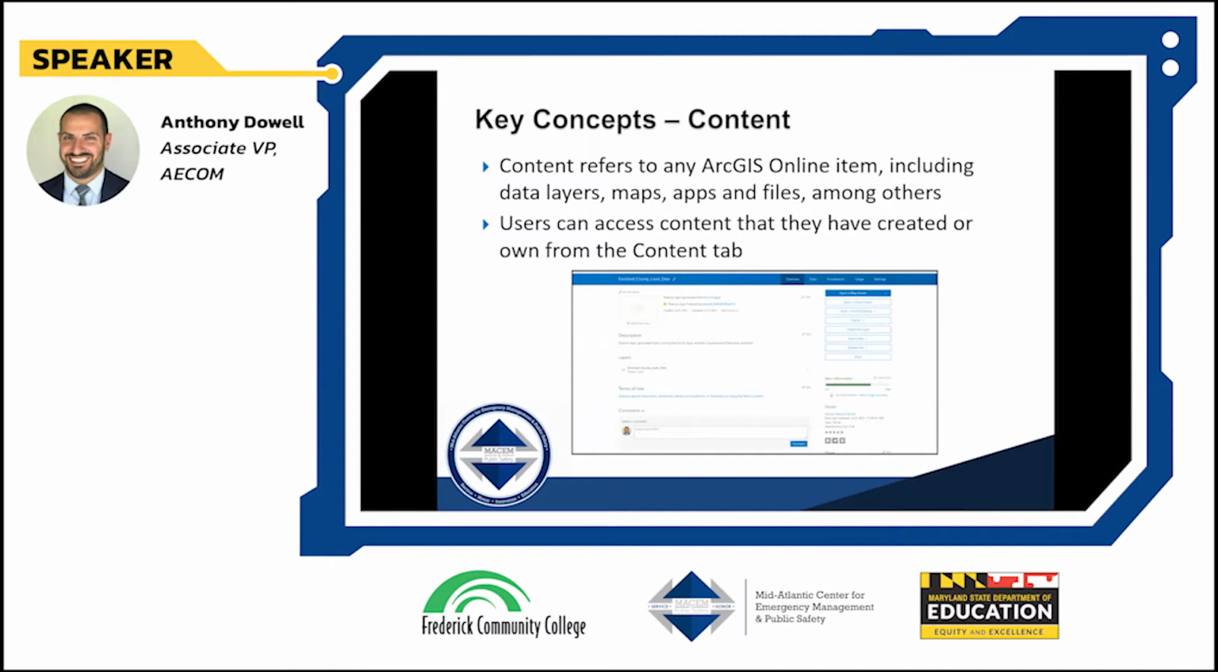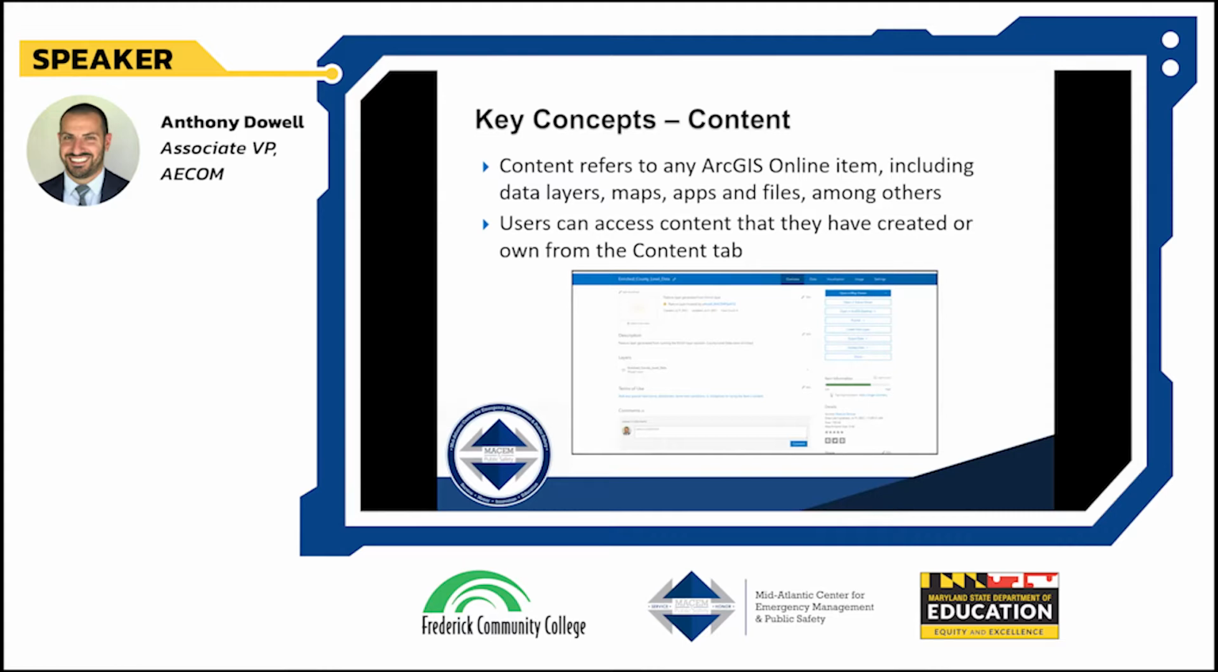Next up is the Content tab, and this is a really important one because this is where a user is going to go to access all of their ArcGIS Online specific information. And content can refer to pretty much anything within ArcGIS Online, so that can include a specific data layer, it can include a map, an application, it can include other types of files such as spreadsheets, CSV files, Excel files, images, and otherwise. So there are lots of different types of data items that can be uploaded to ArcGIS Online, and that can all be accessed through that content page.